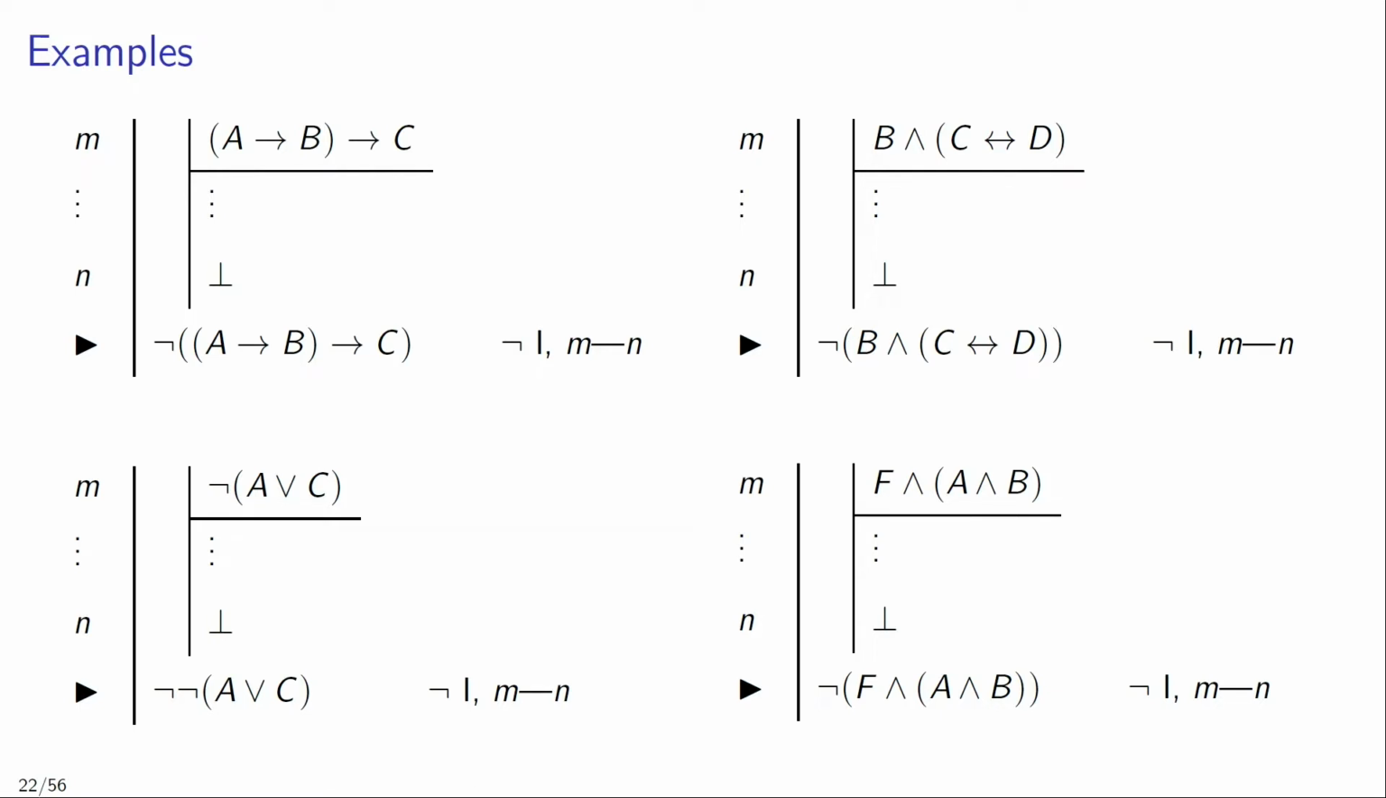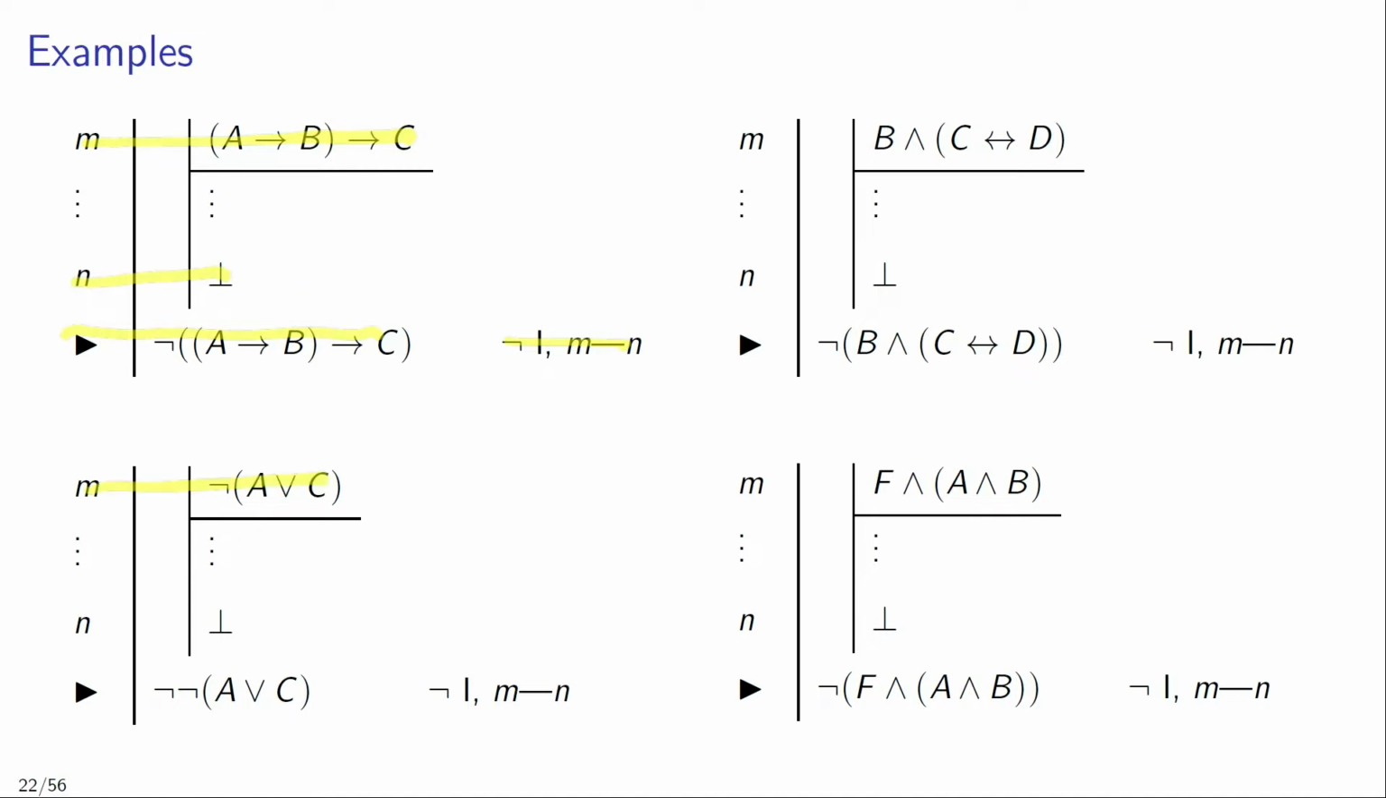Let's start in the top left corner. Suppose that if A then B then C. And suppose that this assumption leads to a contradiction. We can then infer that it is not the case that if A then B then C, and justify this inference by citing negation introduction and the subproof from N to N. Let's look at the second example in the bottom left corner.